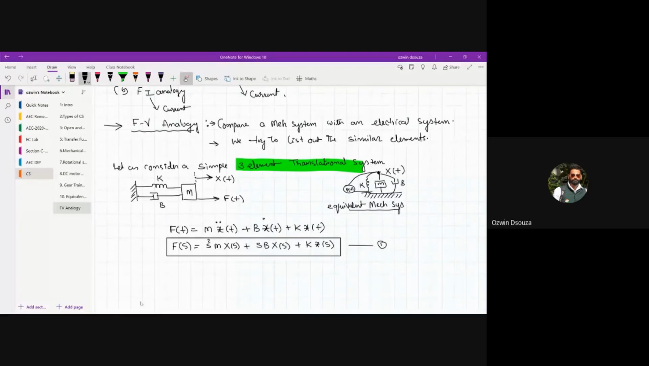Now, what we will do is consider a 3-element electrical system.